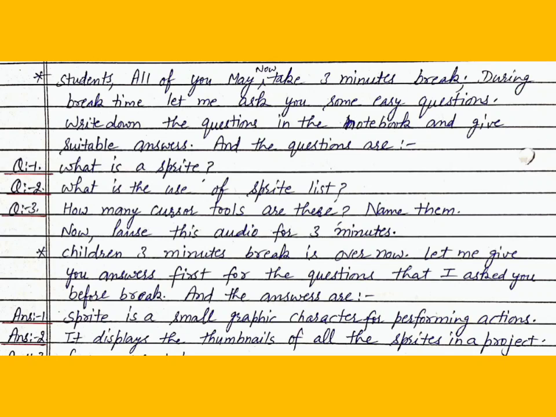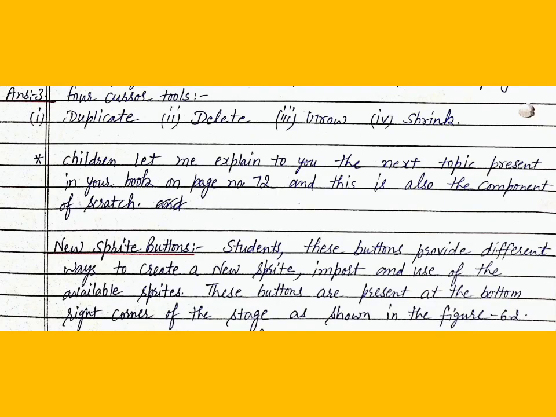Children, the 3 minutes break is over now. Let me give you answers first for the questions that I asked you before the break. And the answers are: Answer 1. Sprite is a small graphic character for performing actions. Answer 2. It displays the thumbnails of all the sprites in a project. Answer 3. 4 cursor tools. Number 1. Duplicate. Number 2. Delete. Number 3. Grow. Number 4. Shrink.